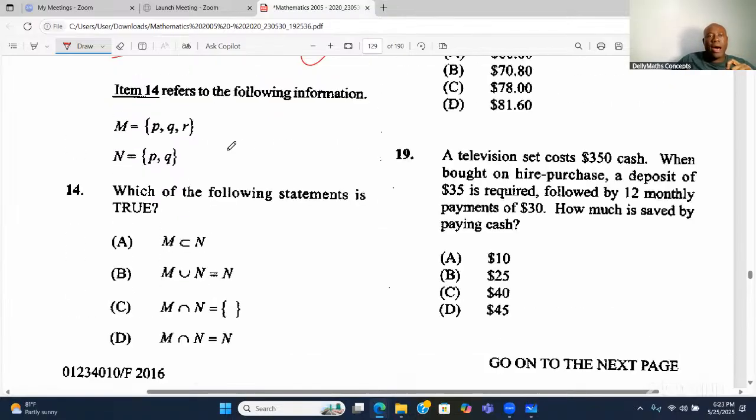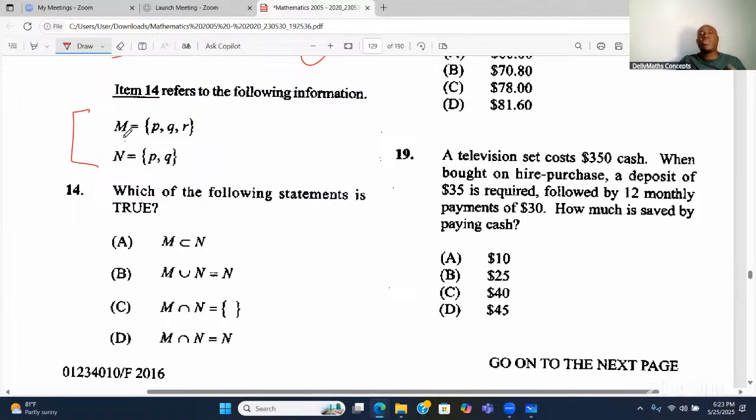Right. Thank you. Item 14 refers to the following. Last year this question came, but they switched it. They never asked the same question, and a lot of people got it so wrong. So you have to look out for what they're asking.